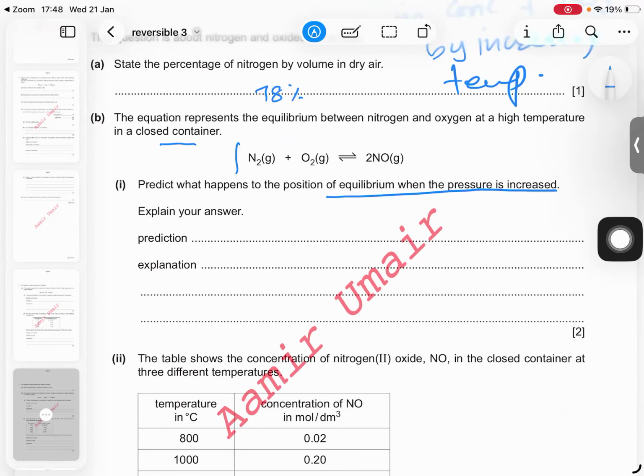Okay, in this container, the pressure is increased. What happens to the position of equilibrium? No change. Why no change? Because the number of moles of gases is equal in both sides. Yes, so write down please. Number of moles of gases equal on both sides.